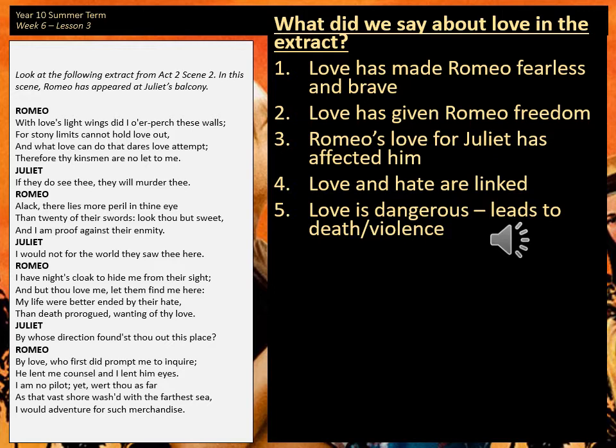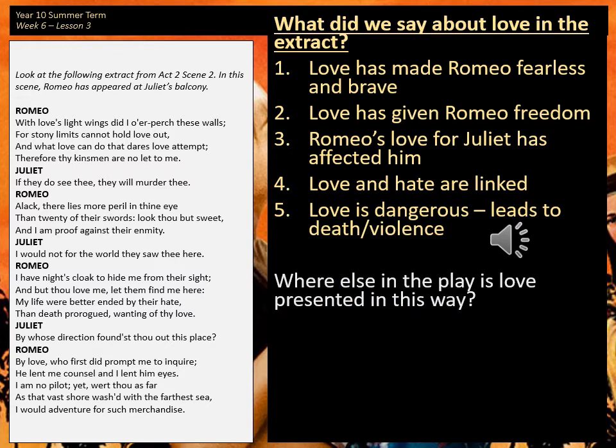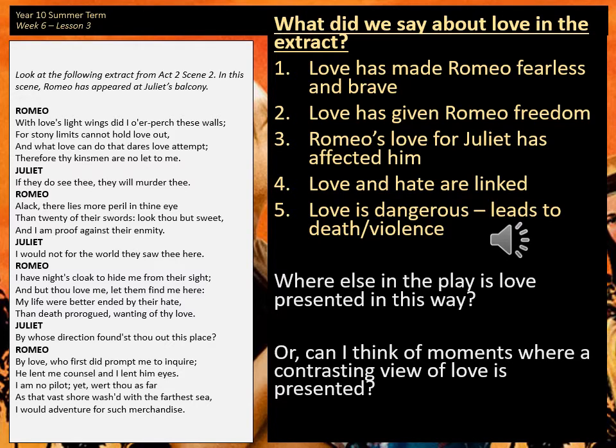So if that's what I've said about love in the extract, I need to think about where else in the play that love is presented in those ways. Or I might think about moments where a contrasting view of love is presented, so the opposite of what I've said in the extract.